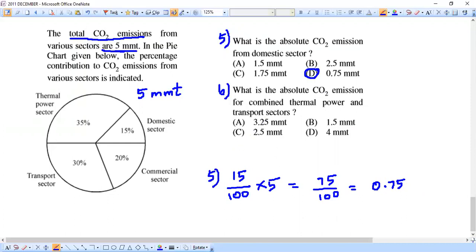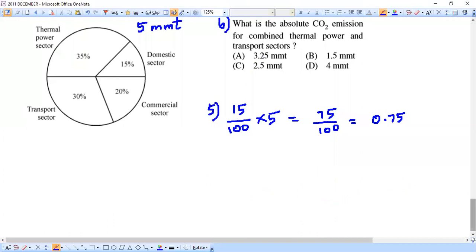We'll move a little more down because we'll get some extra space. We have one more question here. Question number 6. In question number 5, they asked about the domestic sector, which we got to be 15%, calculated, and got the answer. Now come to the 6th question. The question asks for the absolute CO2 emission for the combined thermal power and transport sector.